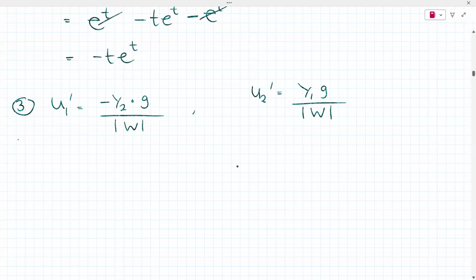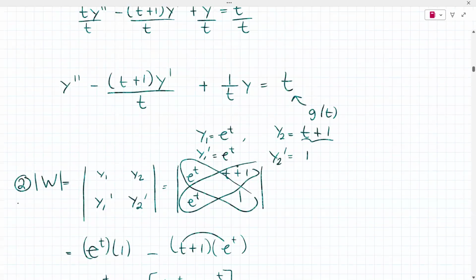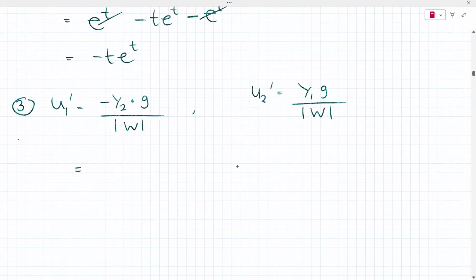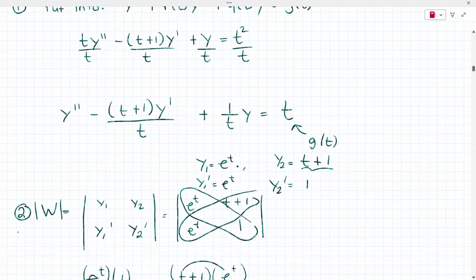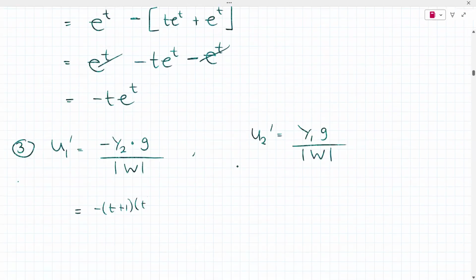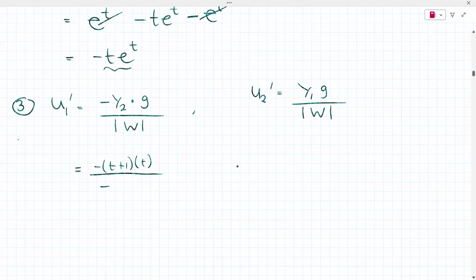So let's figure this out. So negative y2, y2 was t plus 1. So it's going to be negative t plus 1 times g. My g of t is t, right? And then over the Wronskian determinant, which is this. Not too bad, right?